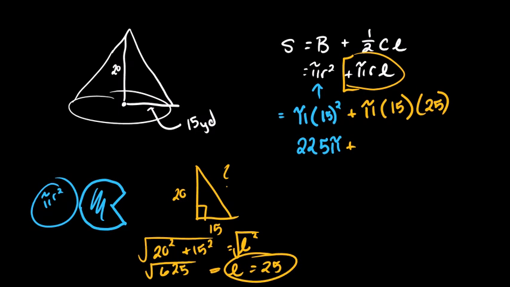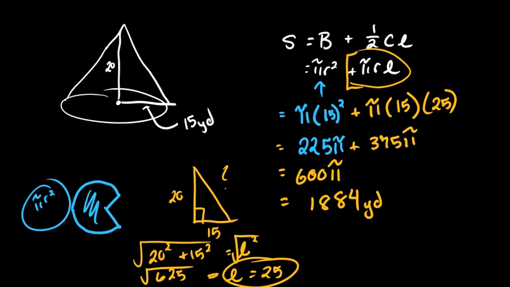Now if I do the math, 25 times 15 is 375 pi. So that means when I add these together, I get a whopping total of 600 pi. And I'm going to go ahead and approximate and fill in 3.14 for pi and multiply it out, and I get approximately 1,884 yards squared. And that would be my final answer. And then I'll double check and see what they asked for. They asked for a surface area, and this gives me an area.